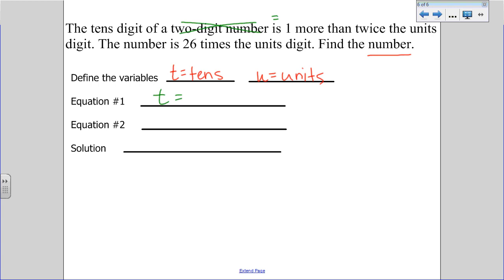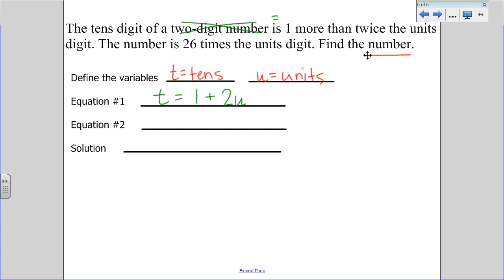I need to have 1 more than twice the units digit. 1 plus, more than is still going to mean plus. How do I get twice the units digit? I'm going to use 2u. If you use x, you could use x. But twice something means 2 times that, so 2u. Looks like we're getting set up for substitution, right, guys? All right.